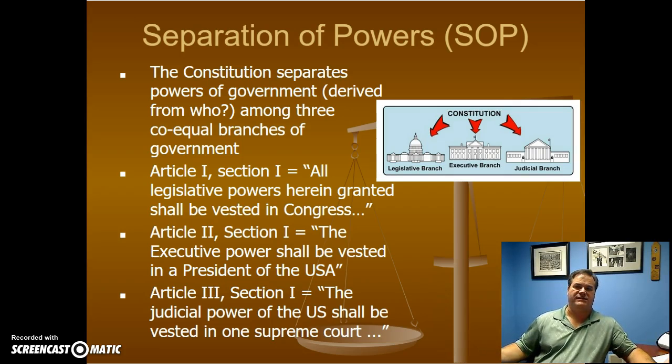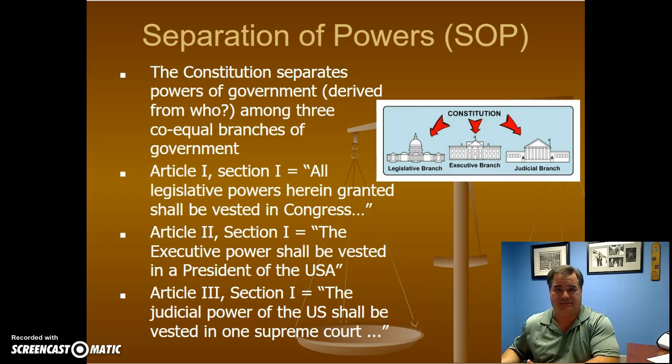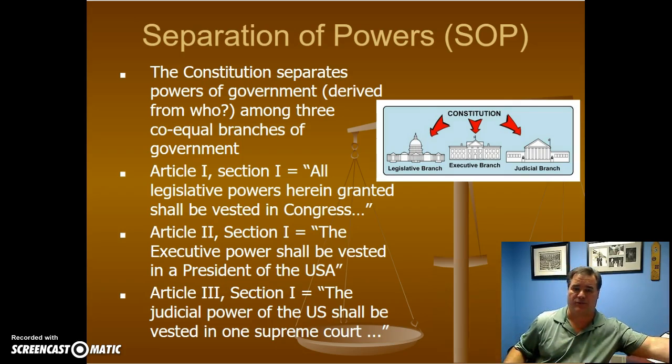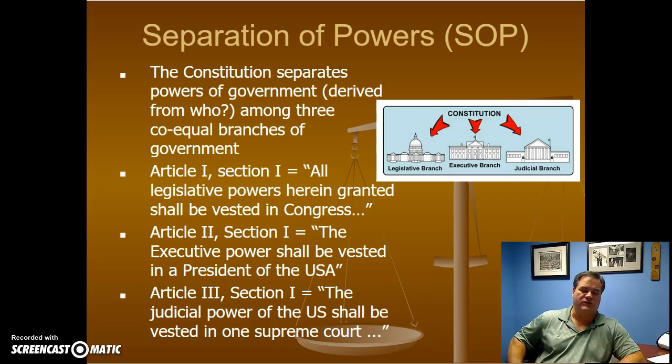Okay, who can exercise the executive power? Can the legislative branch exercise executive power? And of course, the answer is no, because it was given to the President, not Congress. Congress gets to play with the legislative powers, not the executive powers. Article 3, Section 1, the judicial power of the United States shall be vested in one Supreme Court.